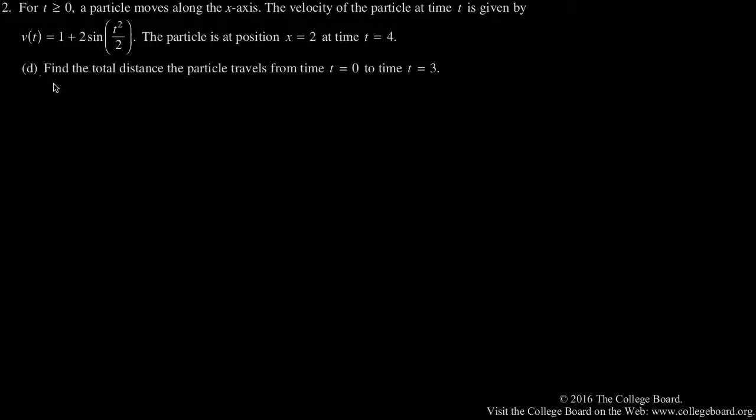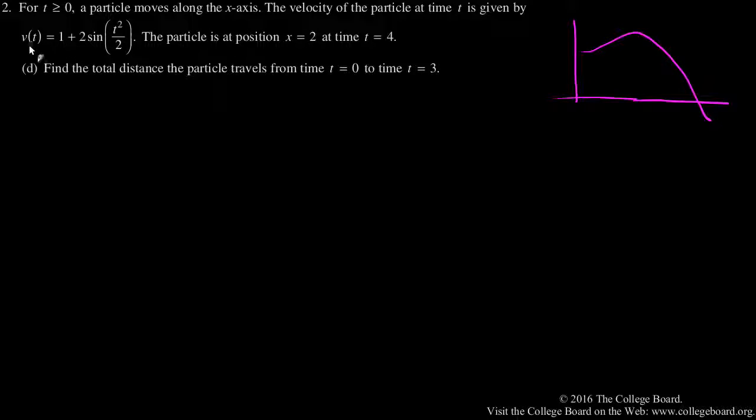Part D: find the total distance the particle travels from time t equals 0 to time t equals 3. And this is going to be extremely easy with the calculator. Before I do the calculator, if you remember from part B where I happened to graph it, the graph of velocity ended up looking something like this.